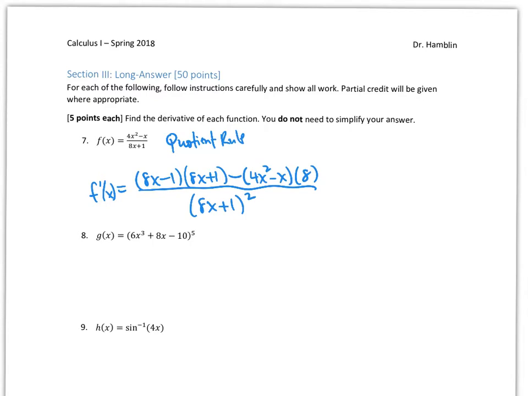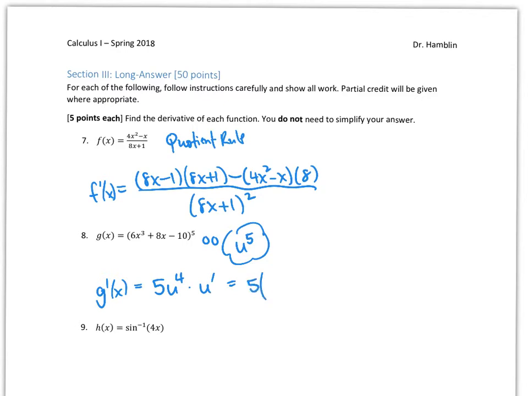For number 8, we're going to need the chain rule. We're thinking of this complicated looking function as u to the 5th power. And again, writing that thought bubble and showing me that you're thinking of it as u to the 5th is a good way to get some partial credit. Now the derivative of u to the 5th is 5 times u to the 4th multiplied by u prime.